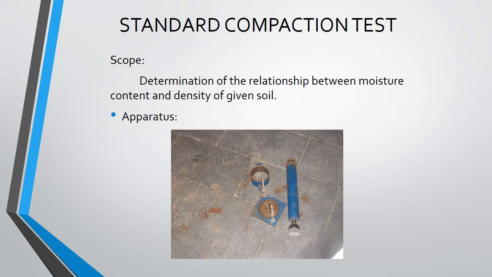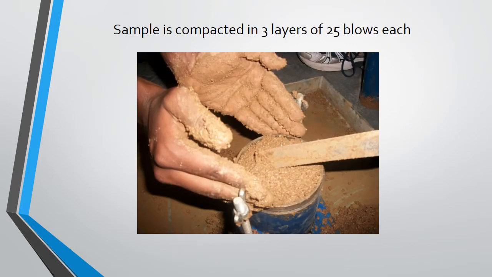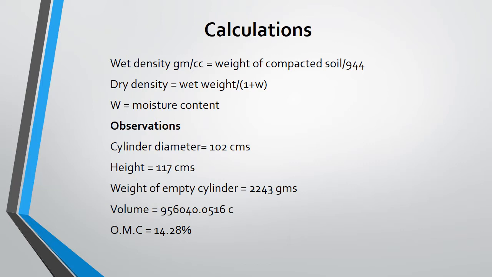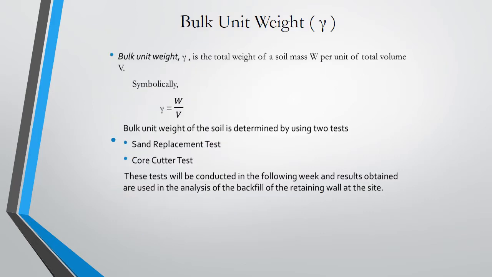Standard compaction test. In this test, we determine the maximum dry density and also the optimum moisture content at this dry density. The optimum moisture content is obtained from a graph drawn between the dry density and moisture content. The sample is compacted in 3 layers of 25 blows each. Here are the calculations, for which we got the optimum moisture content as 14.28%.